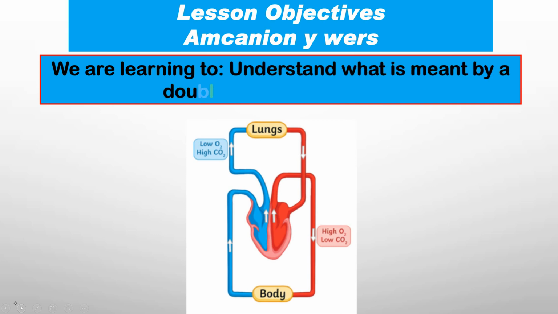So this is a quick recap of what is meant by a double circulatory system. In this diagram, we can see a really simplified diagram of the heart in the middle. They have coloured in red on the left-hand side. Remember, this is the left side of the heart and this is the right, because the heart is always drawn as if it is in your body.